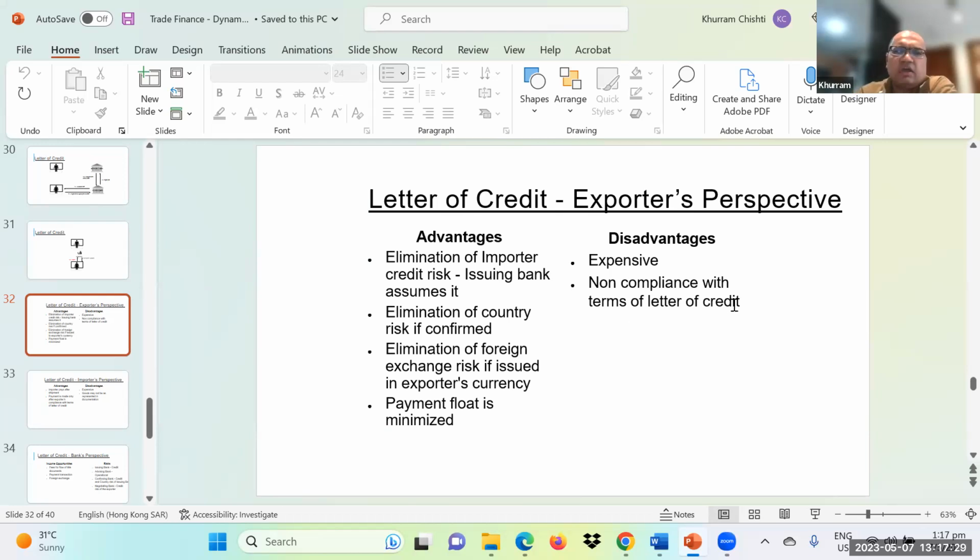Non-compliance with terms of credit. Okay. Now, as I said, there can also be a discrepant LC. Almaya asks for 5 tons of basmati rice in this particular packing, and I don't comply. So there could be discrepant documents.